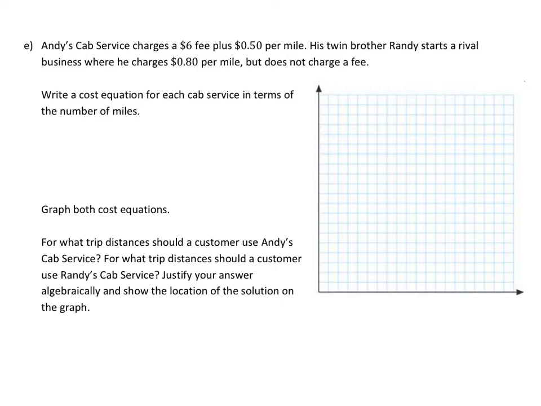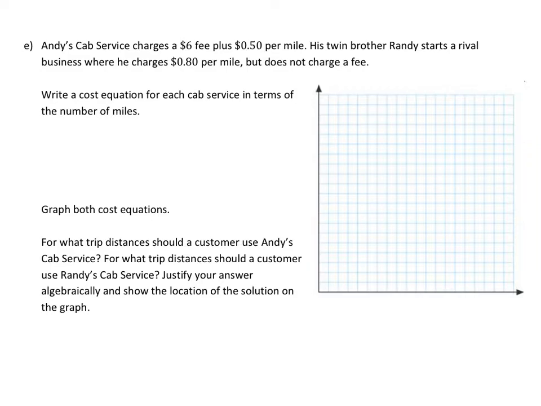Now for the rest of these problems, they're all each a little unique, so I'm going to go ahead and do all of them with you. Make sure you're paying close attention. They are different, and it will help you do your homework when you get to it. Letter E. Andy's cab service charges a $6 fee plus 50 cents per mile. His twin brother Randy starts a rival business where he charges 80 cents per mile but does not charge a fee. Write a cost equation for each cab service in terms of the number of miles.